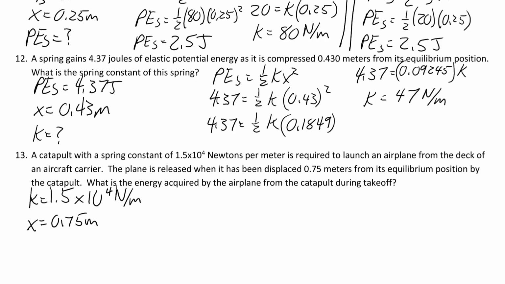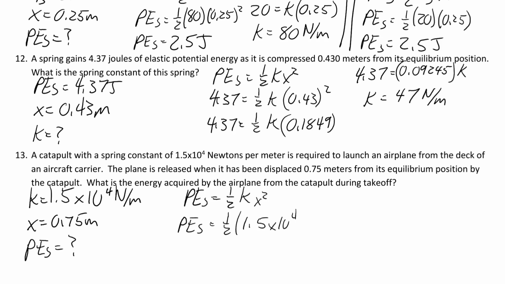So we're looking for the energy acquired by the plane from the catapult. So we're looking for the potential energy from that catapult. So PE_s is equal to 1/2 kx squared. PE_s is equal to 1/2 times 1.5 times 10 to the 4. Wow, that is a big number. Compare that to the other spring constants we've been talking about. The biggest one we saw, I think, was like 250 or something like this. This is 1, 2, 3, 4.